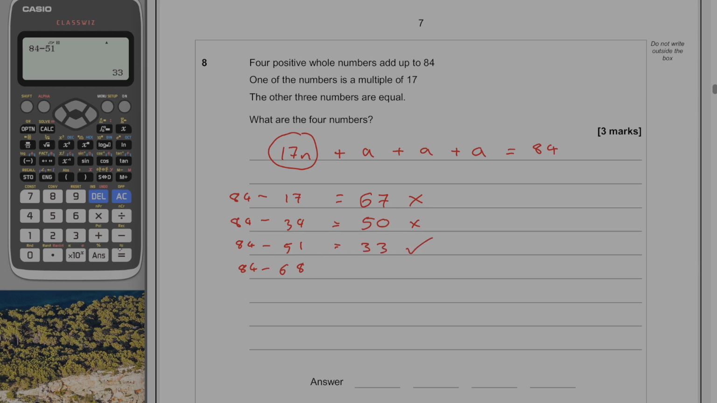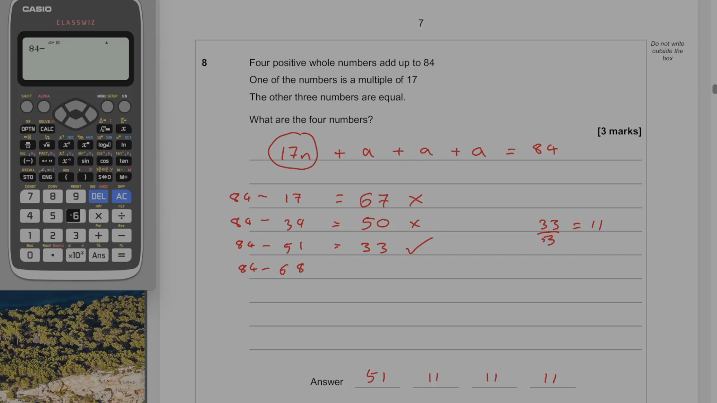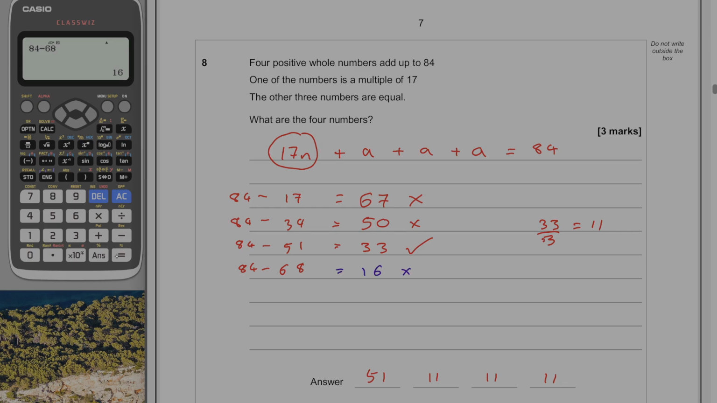So that means that my numbers are going to be 51, 11, 11, 11. I'm just going to carry on just to see whether there's another one. I don't think there is, but we'll see. 84 minus 68 is 16, which is not a multiple. And then there's no point in going any further because the next multiple is going to be bigger than 84. So that's the only option.